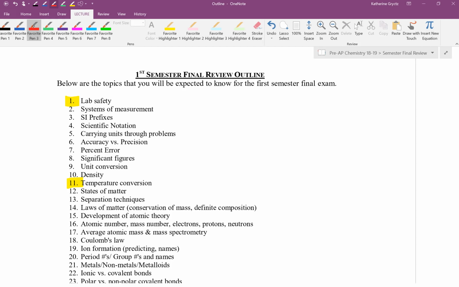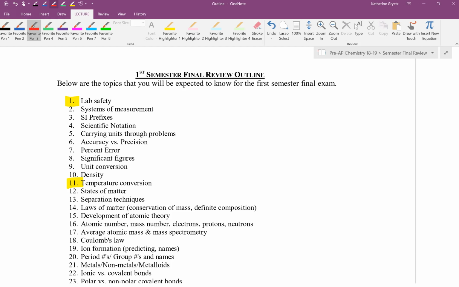So first one up, lab safety. That should be mostly common sense. You took a lab safety quiz earlier this semester, and you read and signed a lab safety contract. Most of those are just common sense: we wear goggles, we wear closed-toed shoes, we pour acid into water, we don't do things that are unauthorized. There's not really any examples on that. You can go back through and look at your lab safety quiz or contract if you still have that.